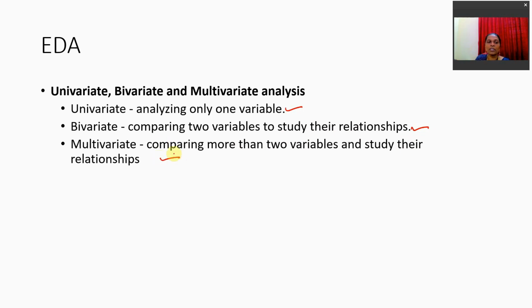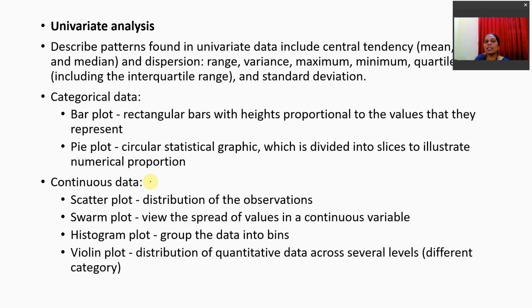So first we have to go with the univariate. Basically the univariate analysis can be done in two ways: the central tendency, that is mean, median, mode, and dispersion. There you consider the range value, maximum, minimum, your IQR, standard deviation, everything. This you have already done in your data science course. You have analyzed the central tendency and the dispersion measures of a particular column. And now the data can be either categorical data or continuous data.